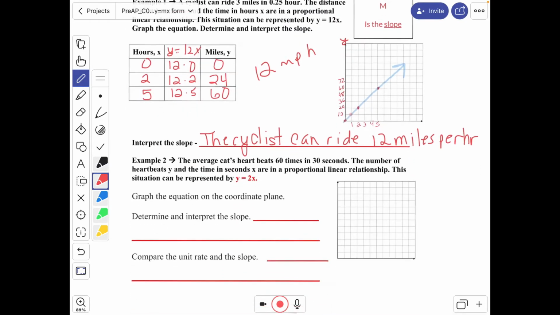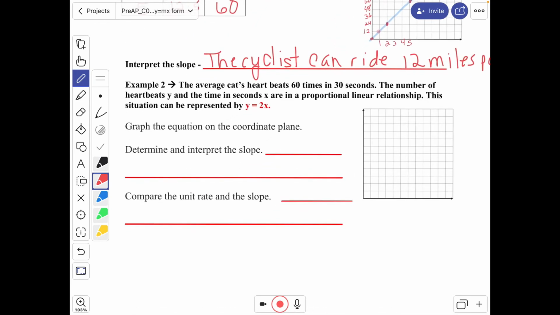Example 2. The average cat's heart beats 60 times in 30 seconds. The number of heartbeats, y, and the time in seconds, x, are in a proportional linear relationship. This situation can be represented by y equals 2x. We're going to graph the equation in the coordinate plane. You can make yourself a little xy chart. If I plug in 1, it would be 2 times 1, which would be 2.